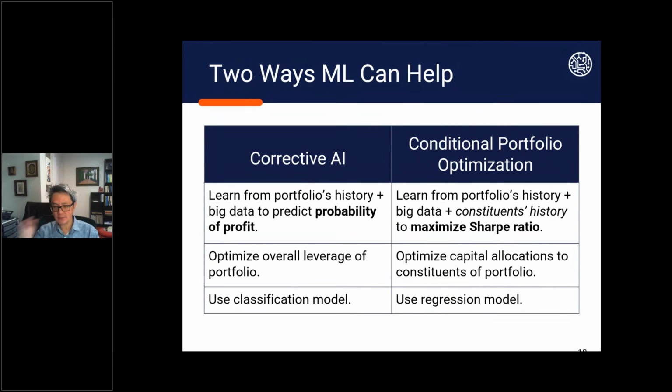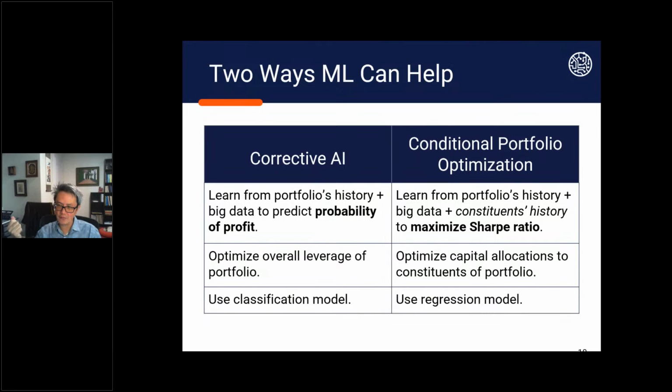So I talked so far about corrective AI, which is, to summarize, to learn from a portfolio's returns history, add big data, and calculate the probability of profit. We use that probability of profit to optimize the overall leverage of a portfolio. And typically, the machine learning model that is used is a classification model. But there's another technique that we invented, which is even more powerful. It is what we call a conditional portfolio optimization technique.